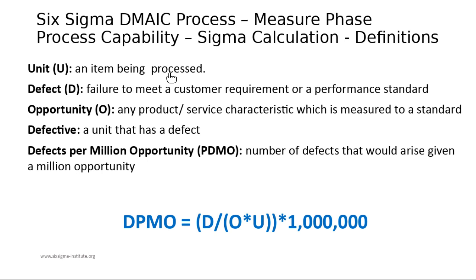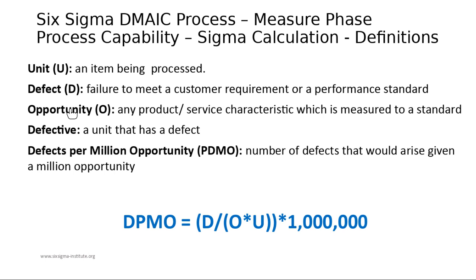The unit is the item being processed, for example, the pizza order, that is a unit. The defect is the failure to meet the customer requirements, like you exceed the time for the delivery. If the process was only for the delivery, but if you are going to focus on all the other requirements of the customer, then the defect has to be identified for every opportunity. And here is where the O comes in.